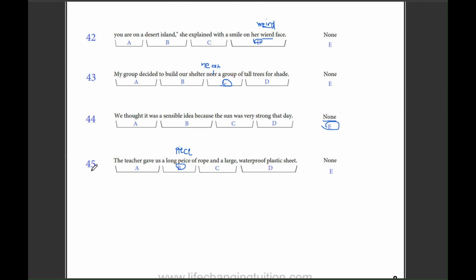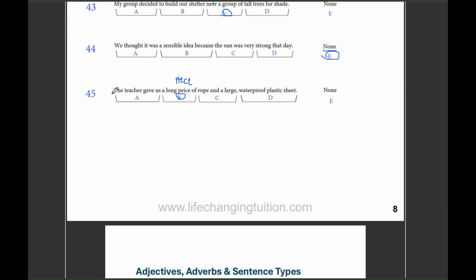Question 45, spelling. The sentence is, "The teacher gave us a long piece of rope." Our choices are A, the teacher gave us, B, a long piece, C, of rope, D, and a large waterproof plastic sheet, E, none. Why is it not E? Because B contains the error. So the correct answer is B, a long piece. The explanation clearly states that the correct spelling for that word should be piece.